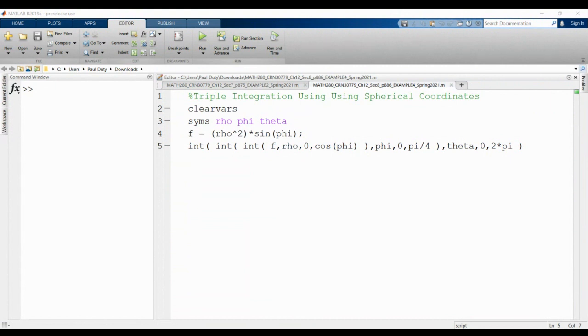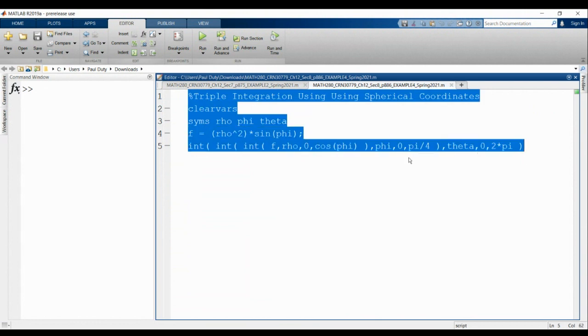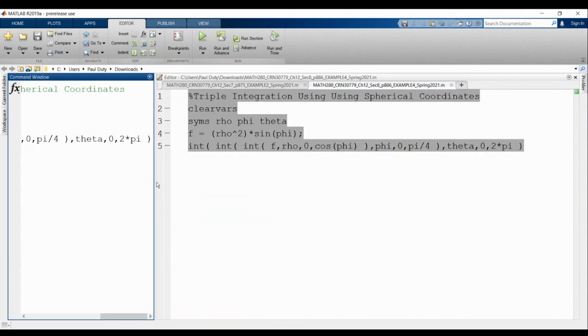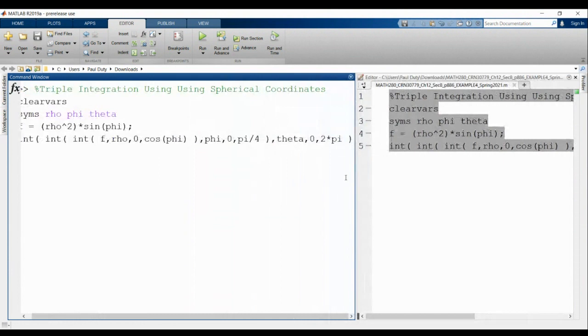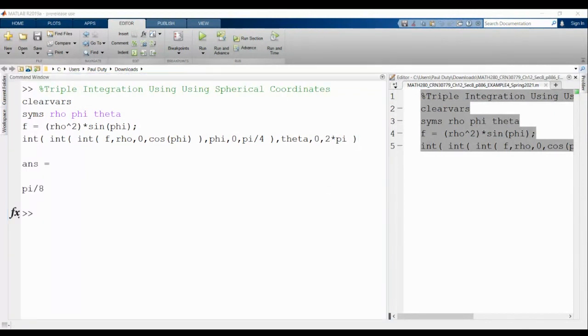So let's go ahead and, are there any questions? Okay, well, let's go ahead and run the program here. I'll copy the program and paste it in the command line. I have a split screen here. Okay, I'll hit enter. Look at that. Pi over 8.